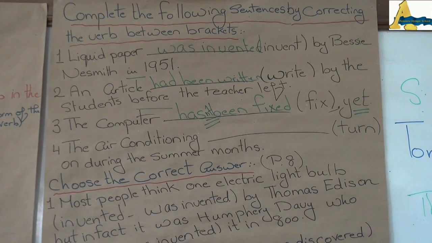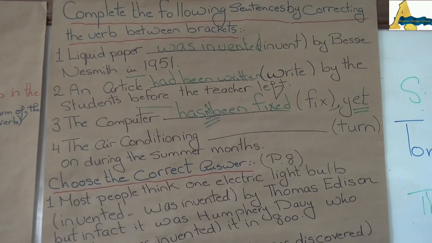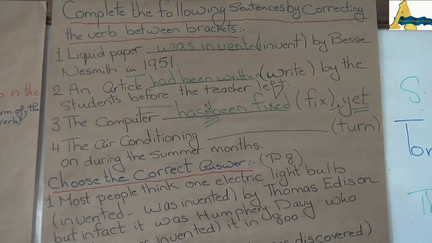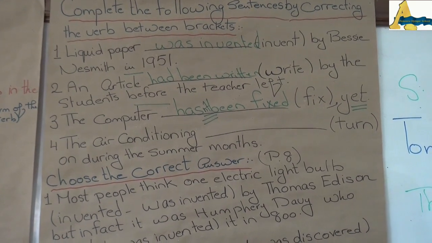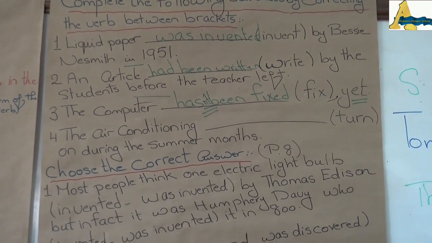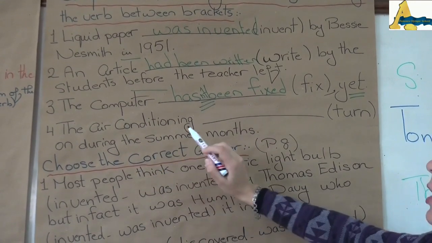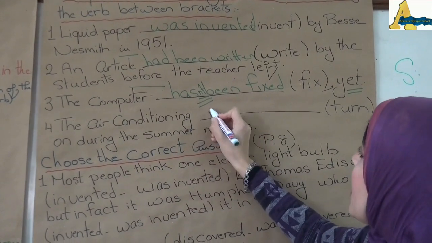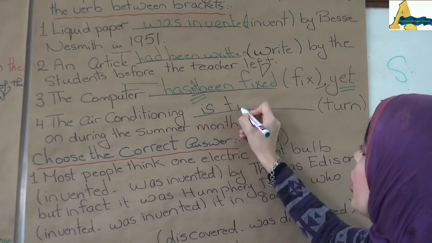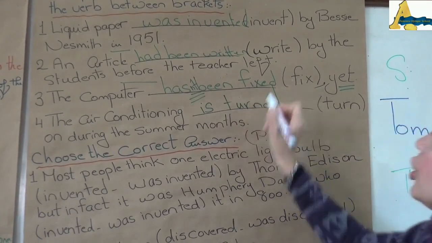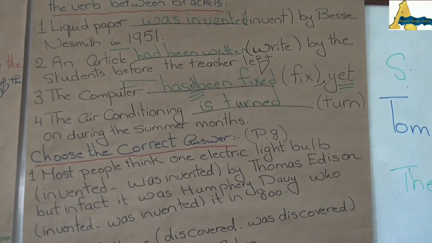Number 4: The air conditioning turned on during the summer month. What is the tense of this sentence? Here it seems that this is a habitual action, so it's going to be in the present simple. During the summer month, so it's going to be: The air conditioning is turned on during the summer month.